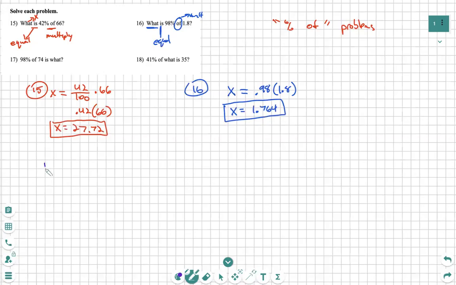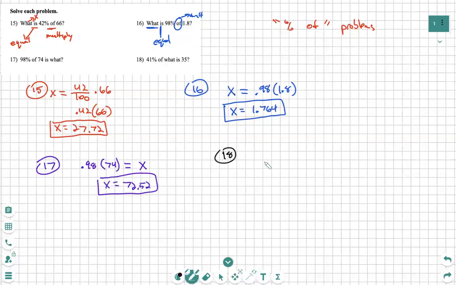17. 17 is a little different. 98% of 74 is what? The question is worded differently, but let's take it step by step. 0.98 of, which is multiply, 74 is, which is equals, what? X. Simple. It's exactly the same thing that we've been doing, just a little different wording, and nothing has changed. X is equal to, after plugging into the calculator, 72.52. Let's do one last one.